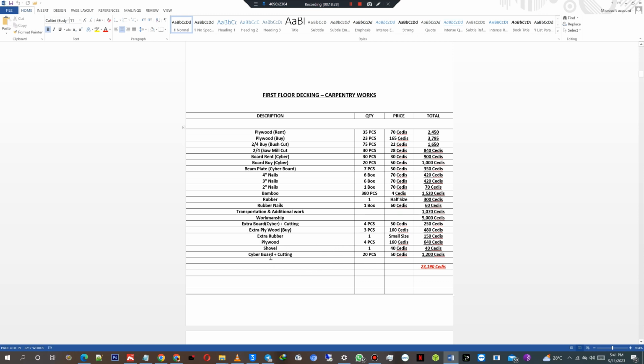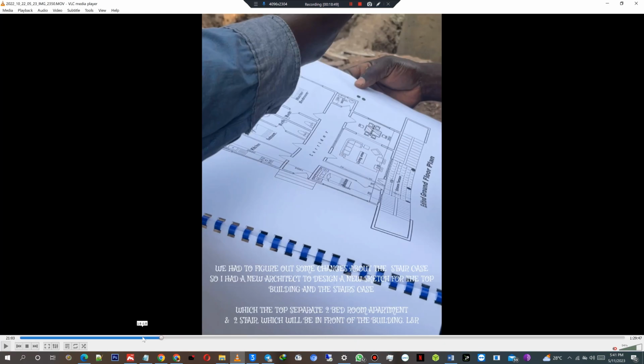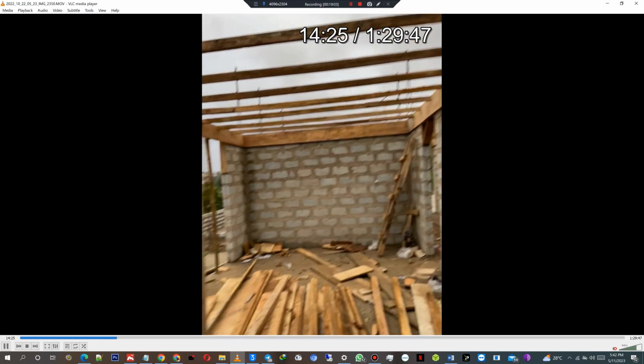And I bought a shovel, and I bought a cyber board, which we cut before casting the entire first floor, which was 1,200 Ghana cedis. So the carpentry works cost me 23,190 Ghana cedis respectively. So this was actually how the carpentry work started, as you can see below. This was how it all started.